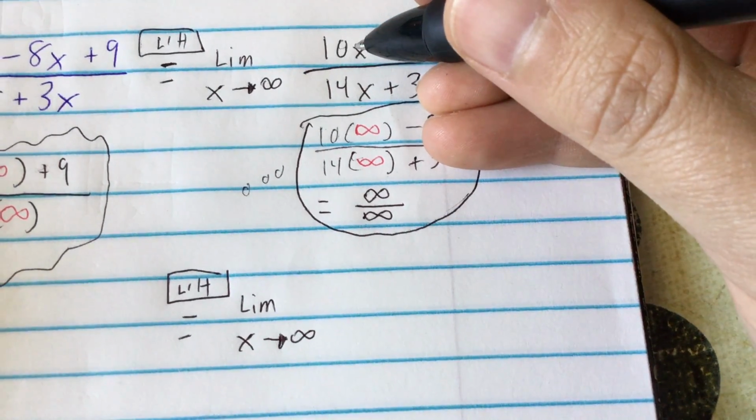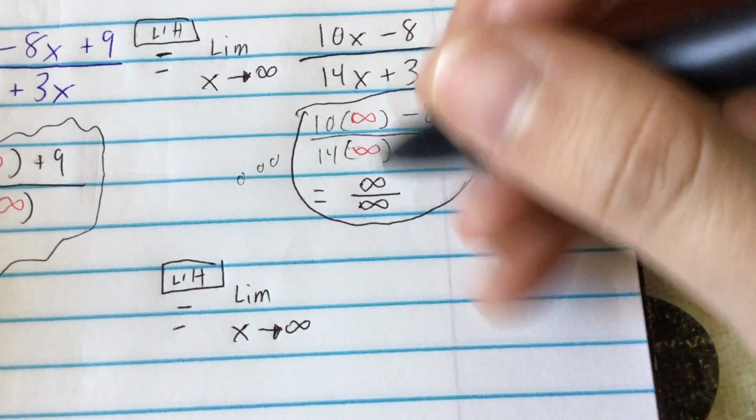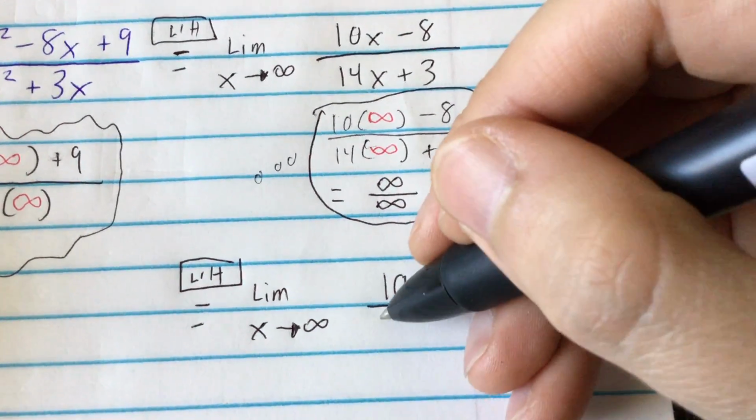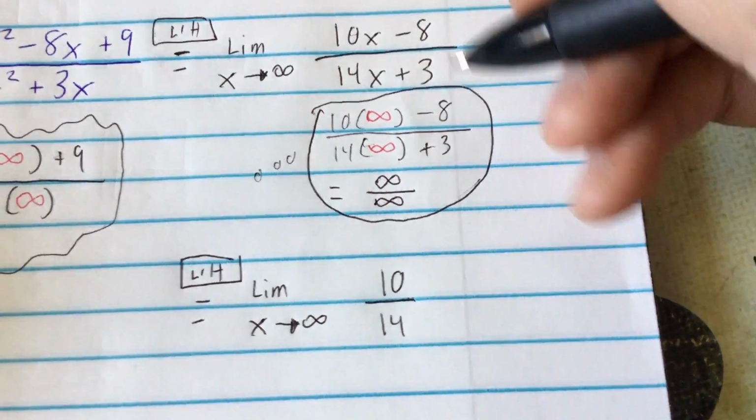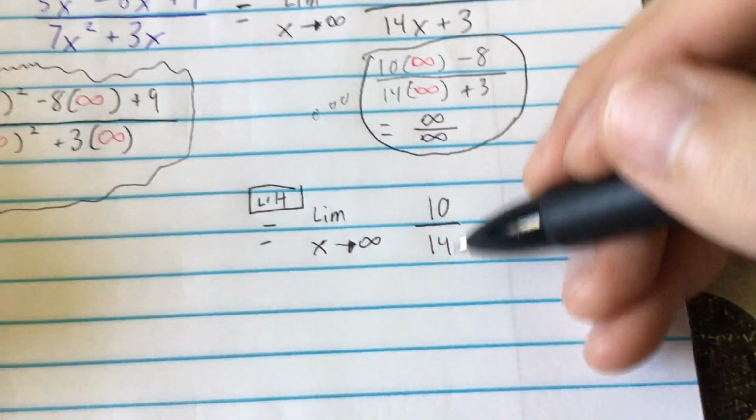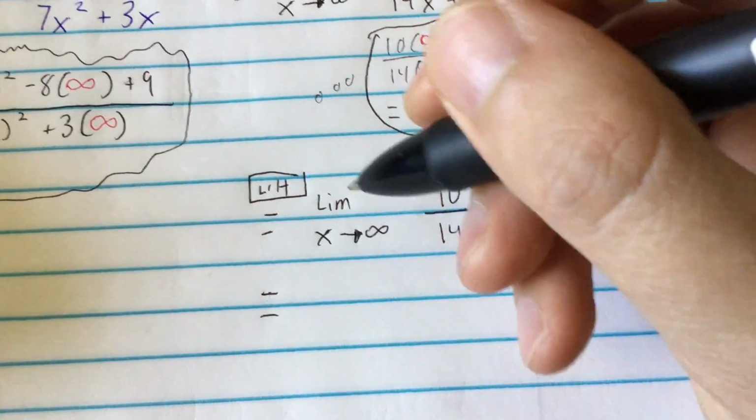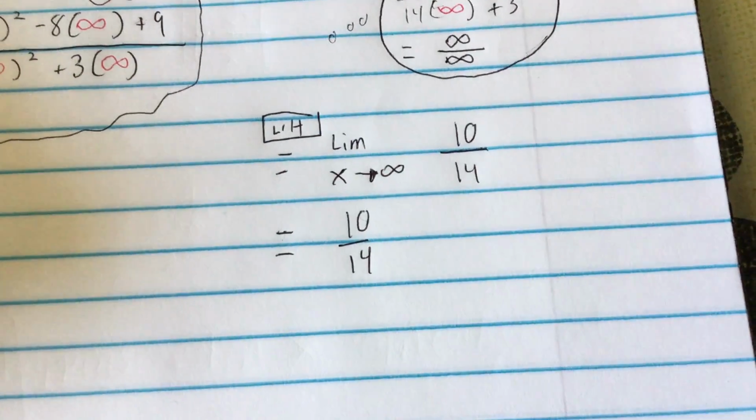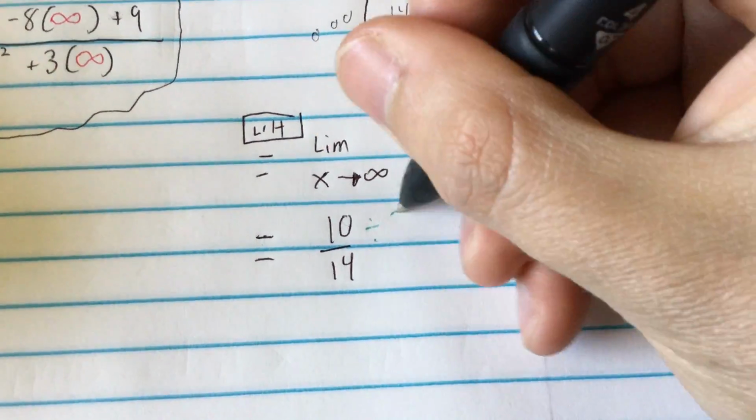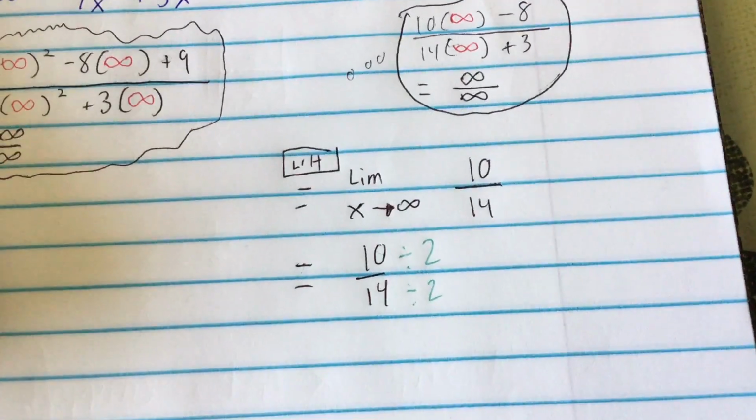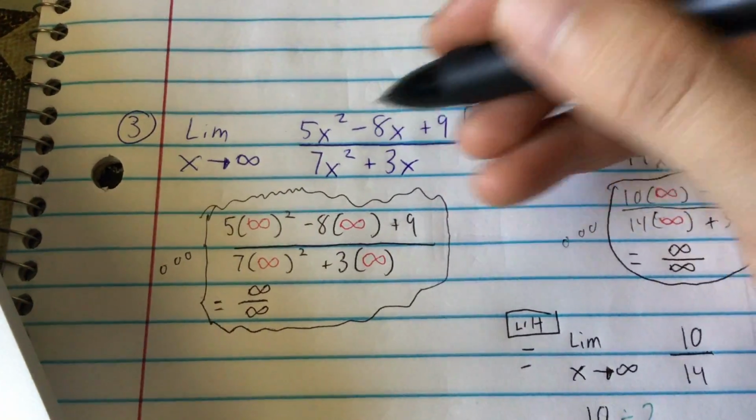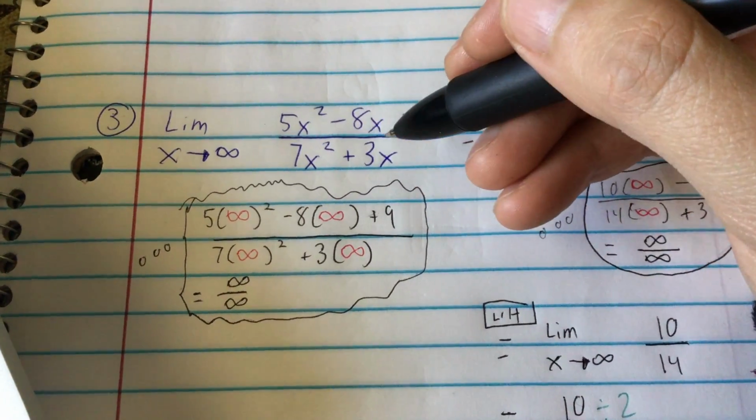So now I'm going to take the derivative of the top and the derivative of the bottom. 10x minus 8, the derivative of 10x is 10. And the derivative of 14x is 14. The derivatives of the constants cancel out. Now, it's just a constant. So the limit as x approaches infinity is 10/14. But I can simplify this fraction by dividing the top and bottom by 2. And I get the limit as x approaches infinity for this gigantic function, 5x squared minus 8x plus 9 over 7x squared plus 3x, is 5/7.